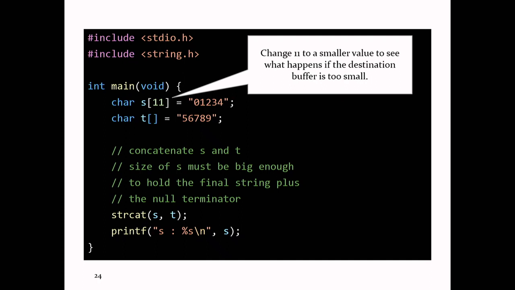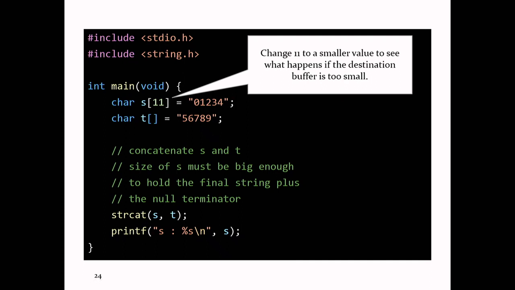what's s? s is 0, 1, 2, 3, 4, null. Suppose that's my character array s. And then t is 5, 6, 7, 8, 9. Now I call strcat. What does strcat do? It takes the characters from t and copies them into s until it sees a null terminator in t.